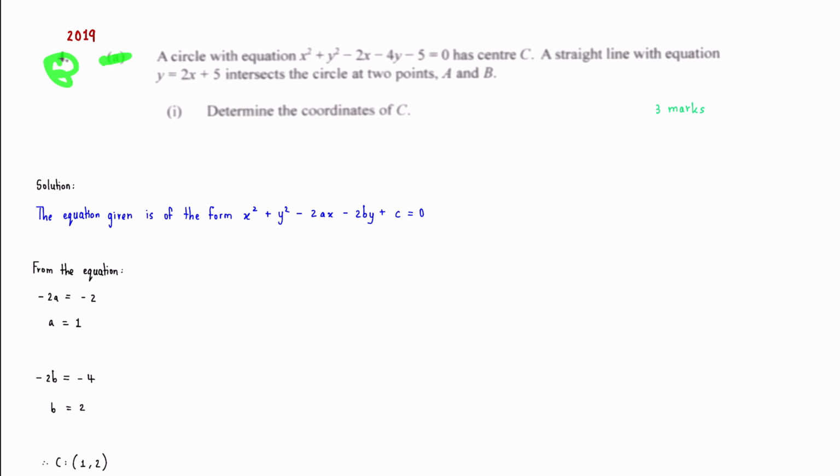Again, for part A, so you've seen a pattern there. A circle with equation x squared plus y squared minus 2x minus 4y minus 5 is equal to 0 has center C. A straight line with equation y is equal to 2x plus 5 intersects the circle at 2 points, A and B. Determine the coordinates of C.